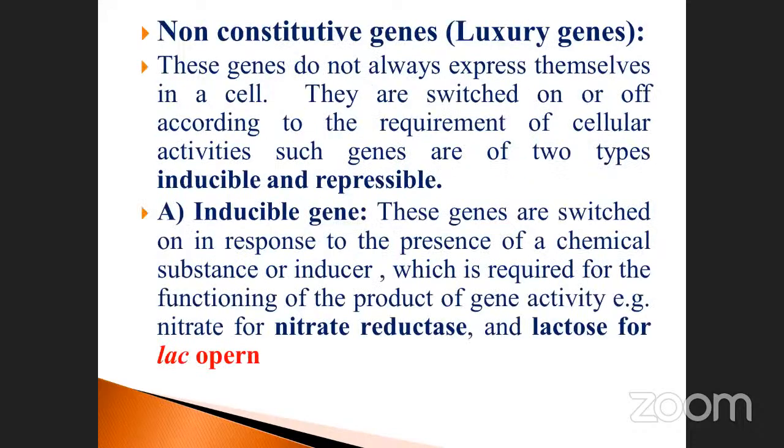Non-constitutive genes, luxury genes are also there. They are divided into two types: inducible and repressible. Inducible means when they need it, at that time it may be activated. When they do not need it, at that time it will be off, just like a switch off. That is the inducer. Take an example, nitrate is an inducer for nitrate reductase. Lactose is an inducer for the lac operon concept. So that's why they are known as inducible genes. The particular gene induces the reaction and catalyzes the particular enzymes.